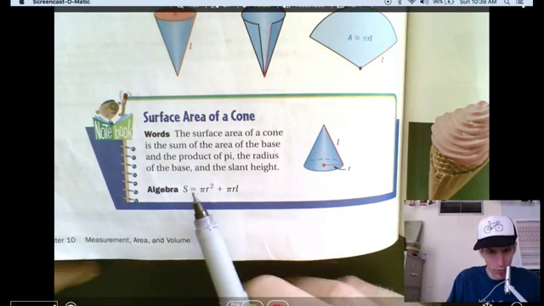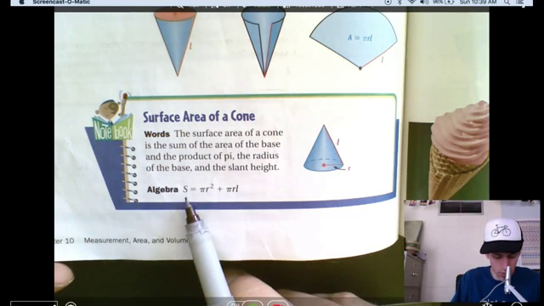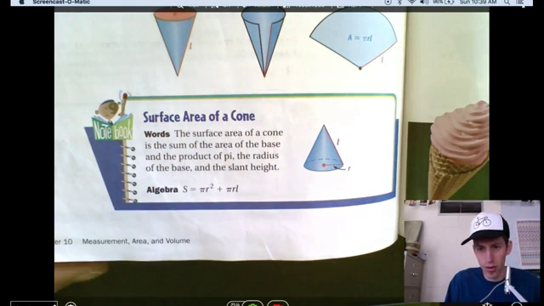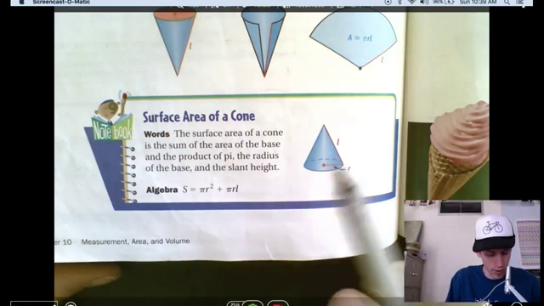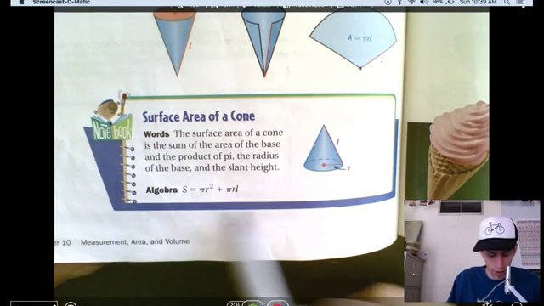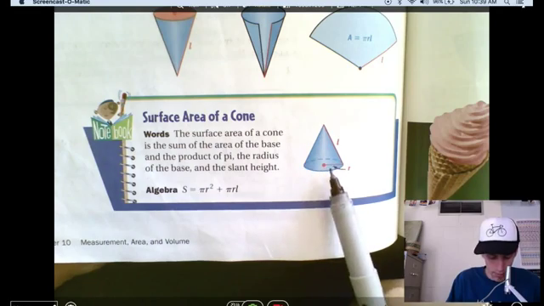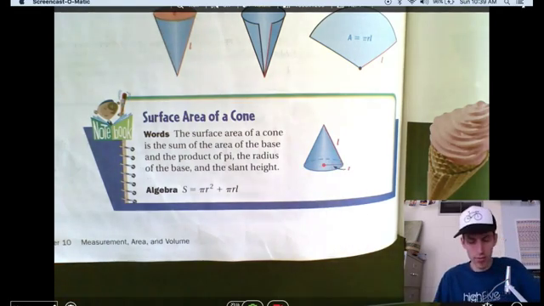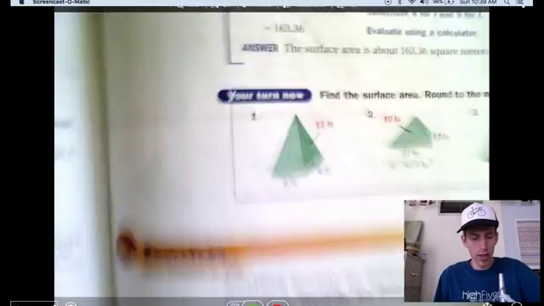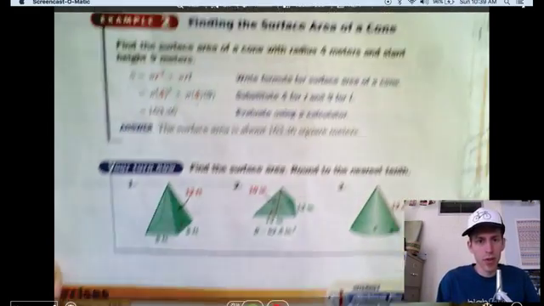So, see if we can remember that right now. Surface area of a cone. Throw this in your notes, of course, because I don't expect you to remember this a week from now. Put it in your notes, but for right now, see if we can memorize it. Pi r squared for the base plus pi RL. Fancy. Let's look at that example.